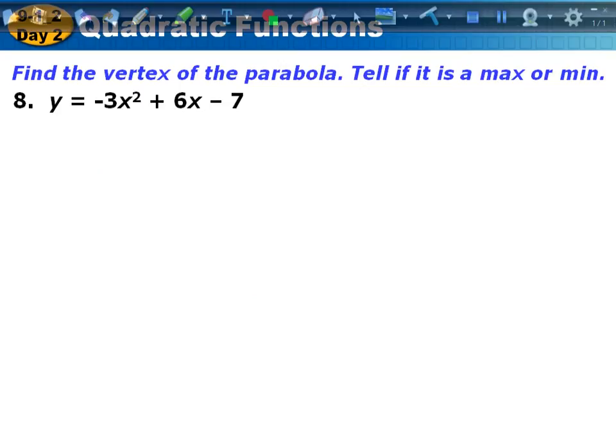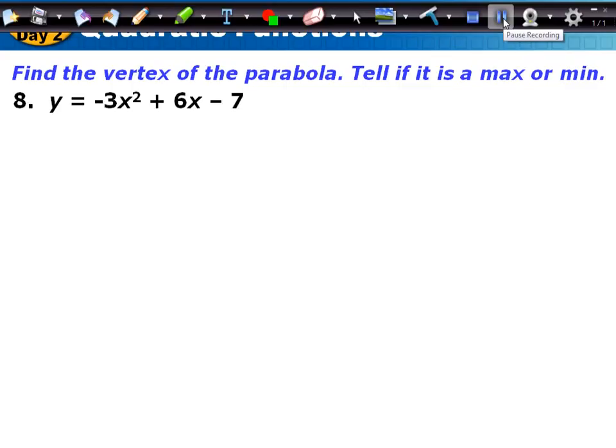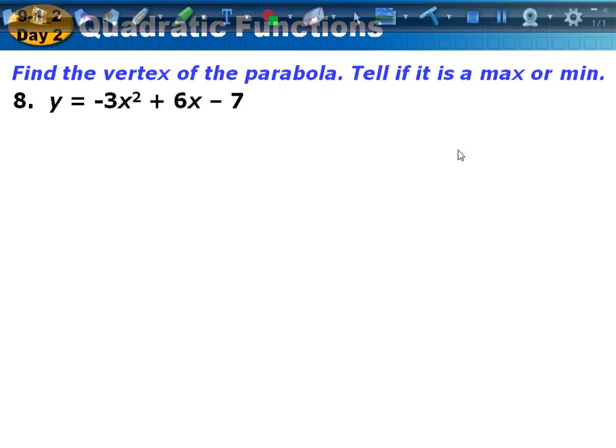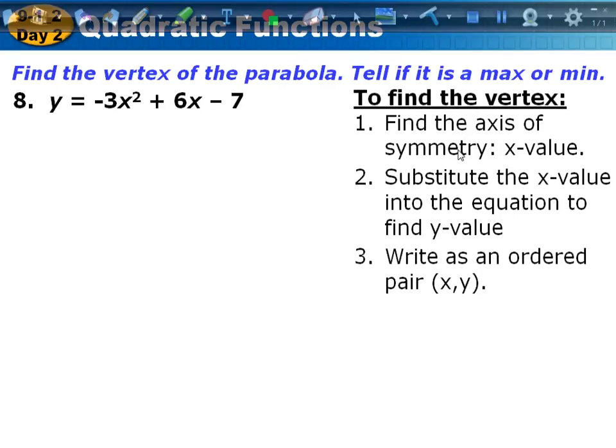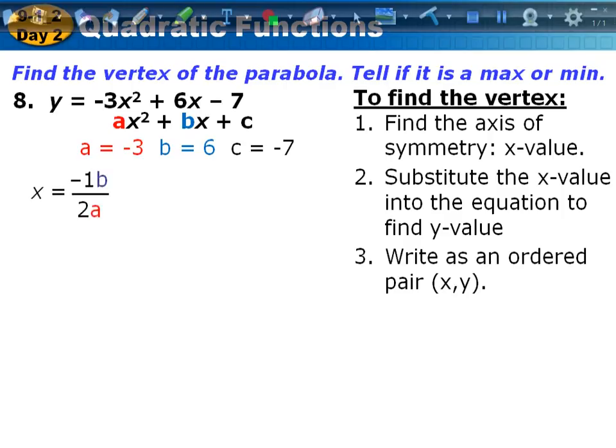Y equals negative 3x squared plus 6x minus 7. All right, number 8, negative 3x squared plus 6x minus 7. Again, we're going to find the vertex using those 3 points. We're going to find the axis of symmetry, so we need to label our A, B, and C. A is negative 3, B is 6, C is negative 7. X equals negative 1 times B over 2 times A is our formula for finding the axis of symmetry.